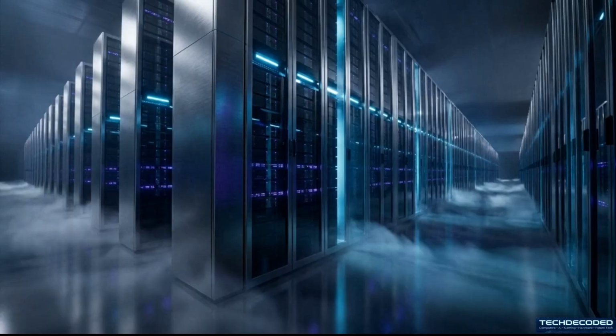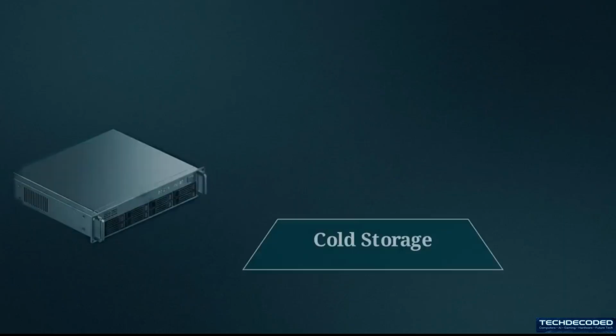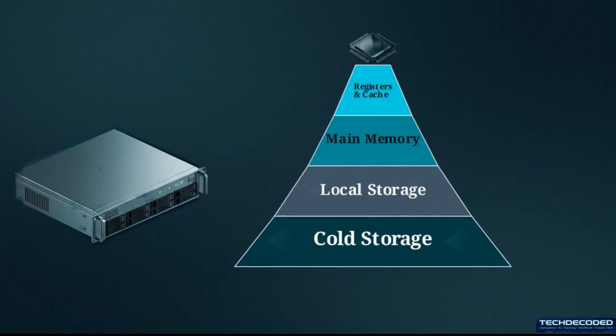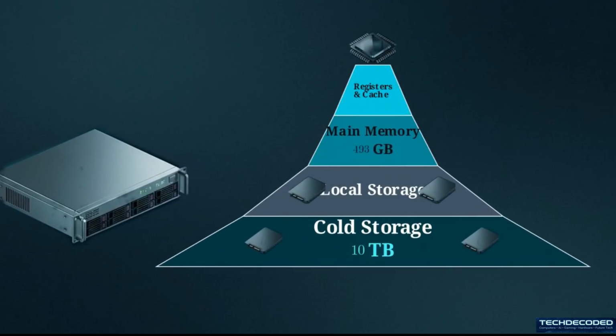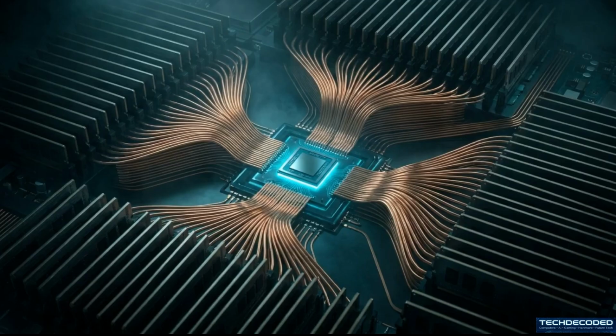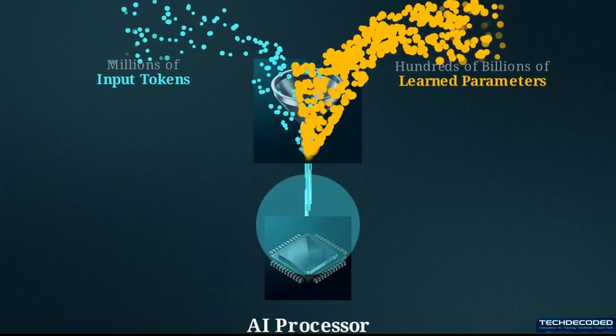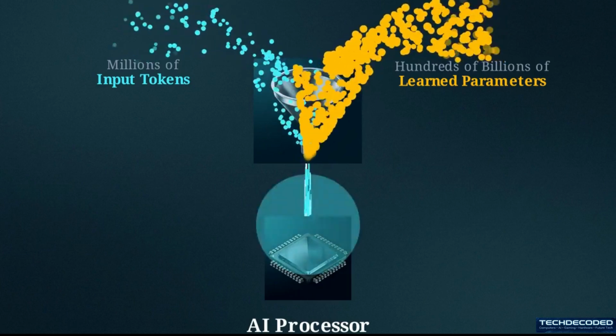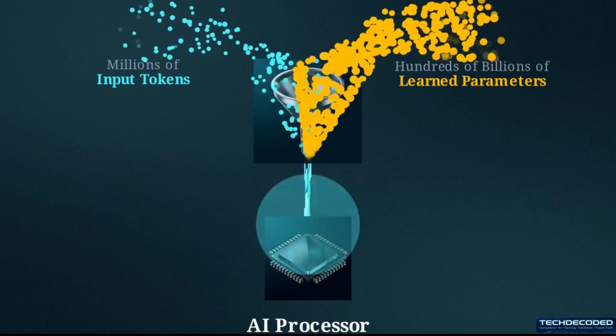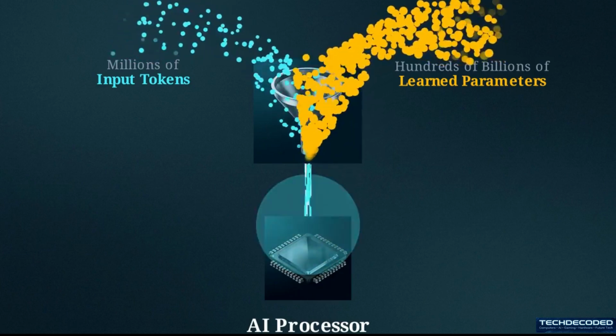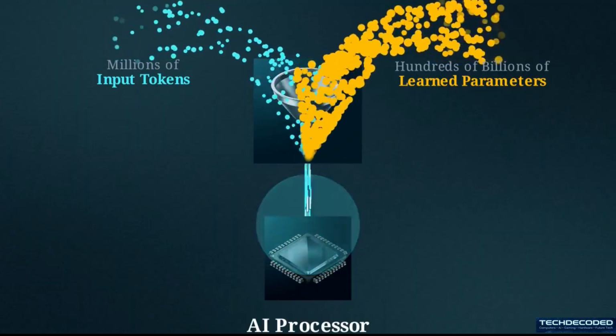Inside the vast data centers running modern artificial intelligence models, the physical servers rely on an identical memory hierarchy, scaled to industrial proportions to handle terabytes of active memory and petabytes of cold storage. Artificial intelligence introduces a specific computational bottleneck. To generate a single response, the system must maintain a constant influx of millions of input tokens and hundreds of billions of learned mathematical parameters directly into the AI processor.